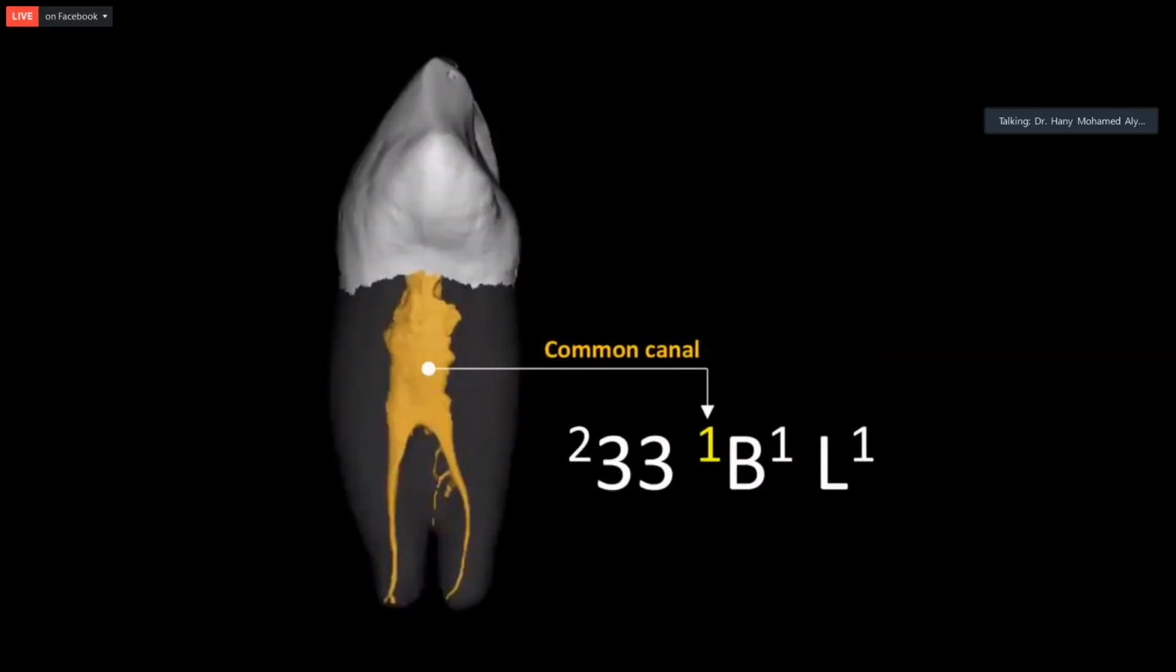And there is another type which has a common canal, in which the tooth is double rooted, but there is a common canal above these two roots, so this will be written as a superscript for the roots. So this tooth is 33, double rooted, with buccal and lingual roots, each root has one canal, and there is a common canal just coronal to these two roots.